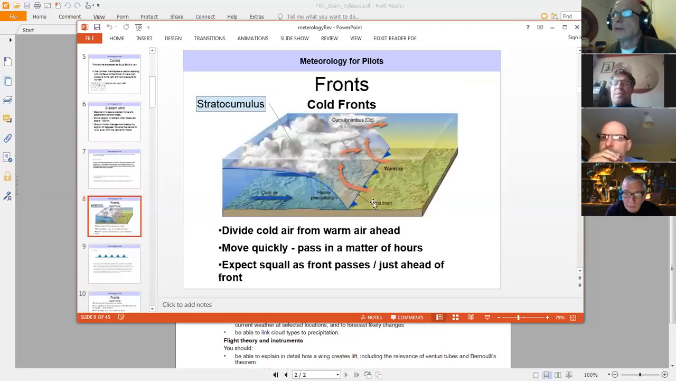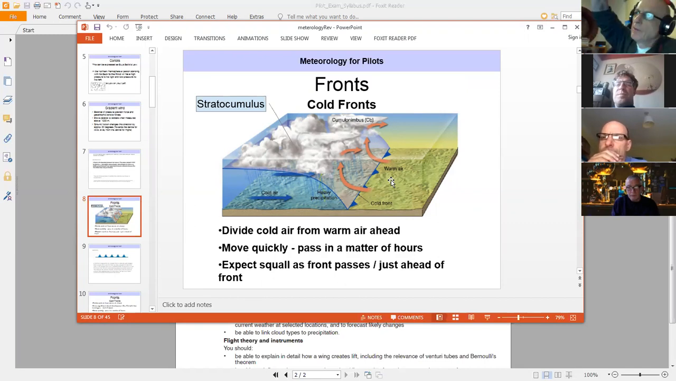So, cold fronts. Here you can see the cold air coming in from the left-hand side, and so the cold front is meeting warm air. The cold air is going to drive the warm air up over the top of it. So it divides cold air from warm air.